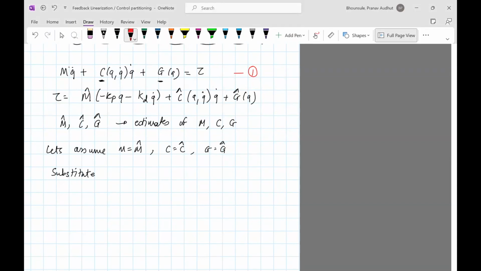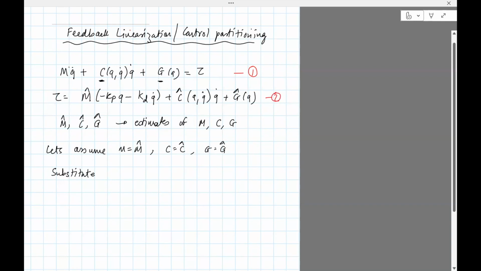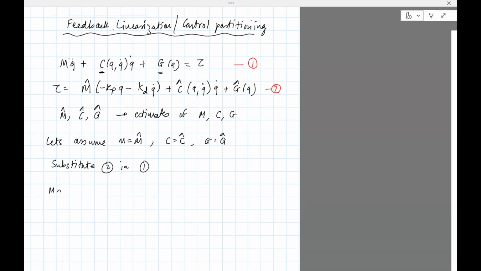Let's call this 2. So let's substitute 2 in 1. And we also know that they are perfect. So what we'll do is we'll just take the perfectly estimated value, q dot plus gq, which I wrote on the left-hand side of 1, and put tau on the right-hand side of equation 1.